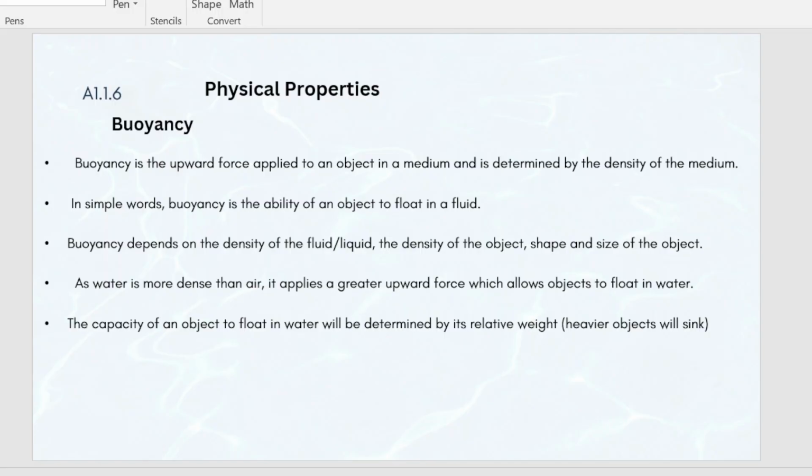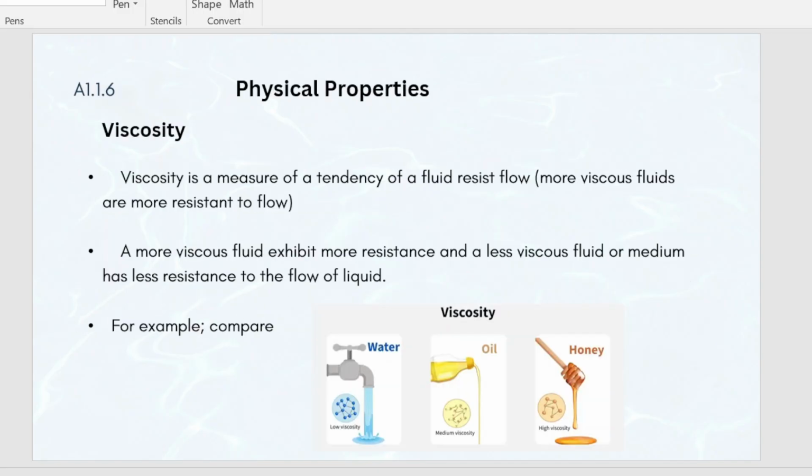Water is more dense than air, and so water is meant to be more buoyant than air. That's why you see objects floating in water. All right, so this is one of the first physical properties of water. The second one is viscosity. Viscosity is a measure of the tendency of a fluid to resist flow. That's viscosity. So water is said to be viscous.